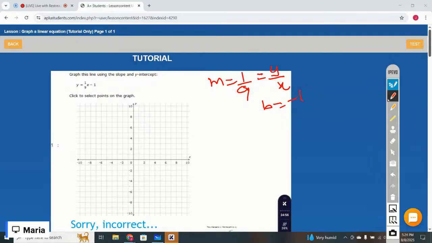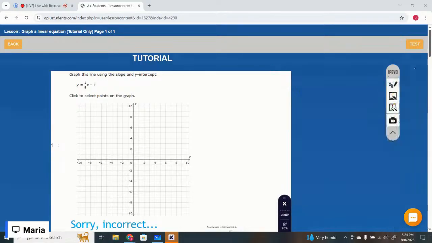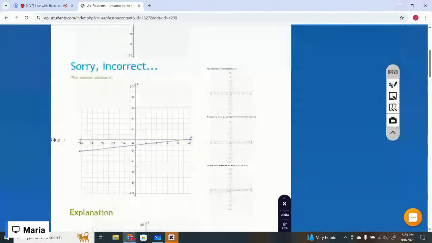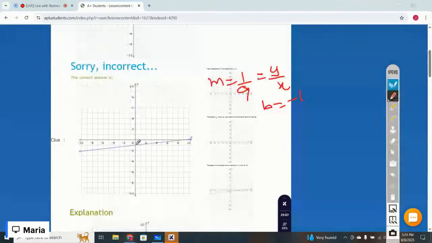So y-intercept means here is the point negative 1, the y-intercept, right? Change in y would be 1 and change in x would be 9.